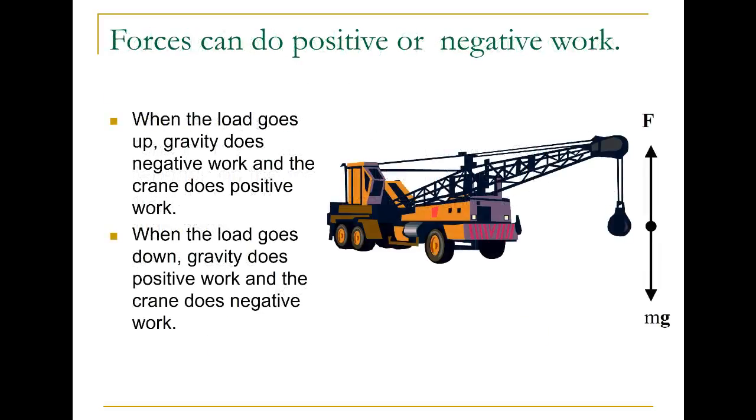Forces can do positive or negative work. When this load goes up, gravity is doing negative work and the crane is doing positive work. If I draw going up as d1, you can see that F and d for the crane are aligned, so it's positive work, but mg and d are opposite for gravity, so that's negative work. Likewise, when it moves downwards, perhaps d2, the crane will do negative work and gravity does positive work.